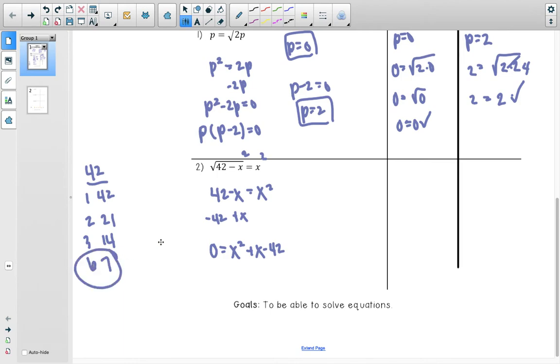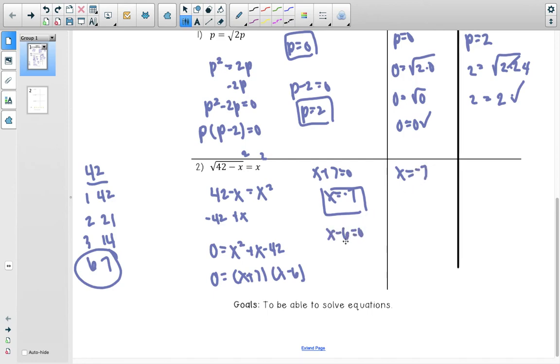And hopefully you already have that in your head. It'd be x plus 7 and x minus 6. A positive and negative number get you that, and the bigger factor needs to be positive. So we have x plus 7 equaling 0, which we know is negative 7. So that's one answer. And then you have to take x minus 6 equal to 0, and you add the 6 over, which gets you 6. So that's the other possible answer.